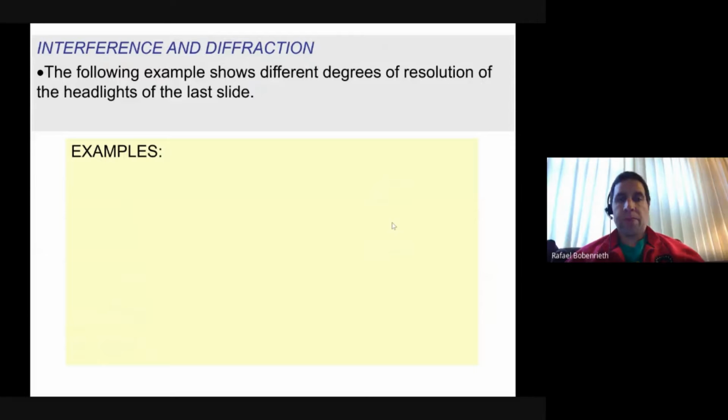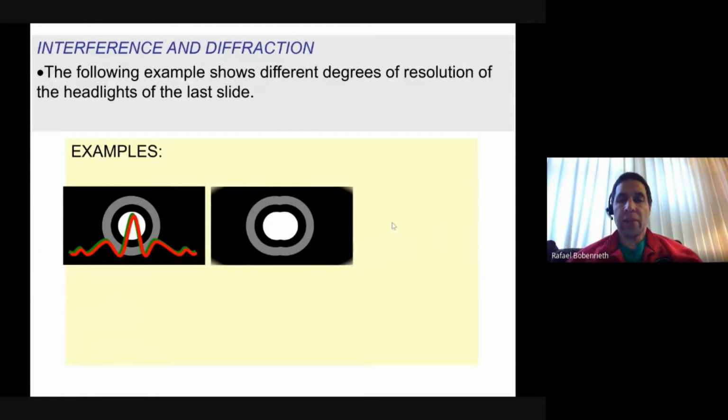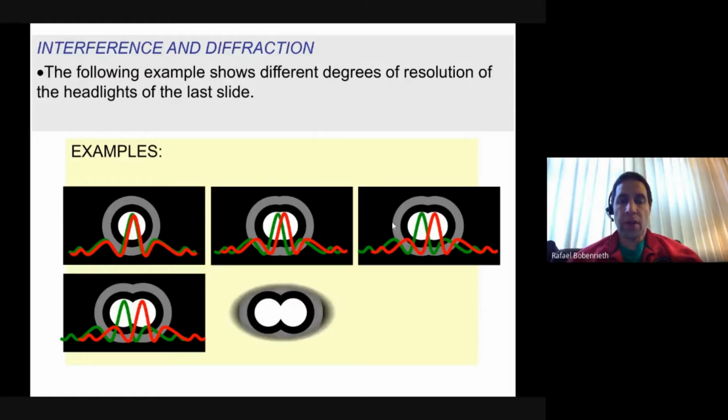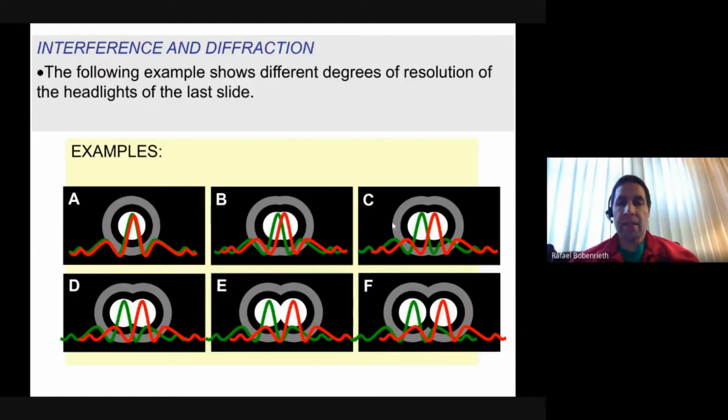At different points along the way, the interference pattern is going to look like any of these scenarios. Notice you're going to go from A and then to B and then to C, and D and E and F. And the question is, at what point can we say that the images are resolved, meaning that we can clearly distinguish one image from the other?